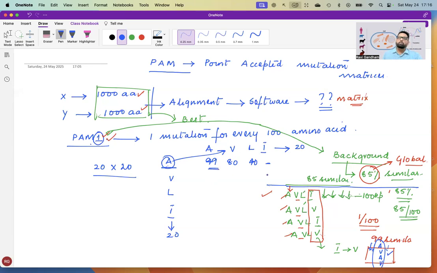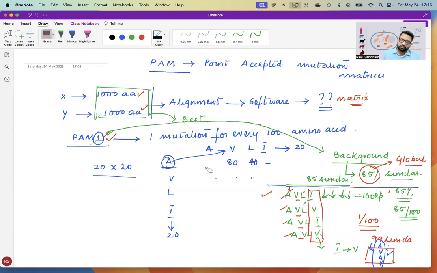Is that clear? So now what it does is, for all the 20 by 20 amino acid matrix that you have, it will pick out all these chunks that you have, for 1 in 100, and then calculate the probability with which alanine is matching with alanine, alanine is substituted with valine, alanine is substituted with leucine, alanine is substituted with isoleucine, and likewise it will give you the probabilities. And out of these probabilities, the one with the maximum probability, let us assume that 99 is the one with the maximum probability, it will convert that into log of odds.